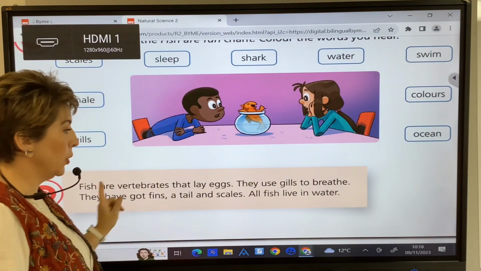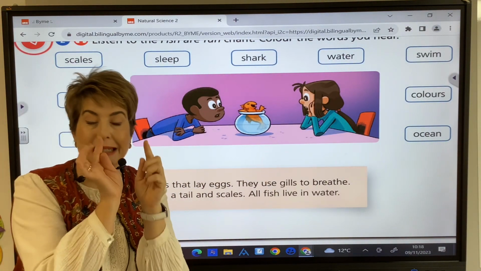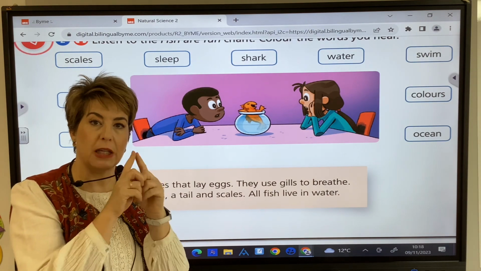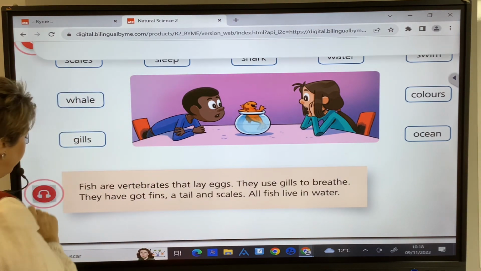Listen to this little reading. That is a little summary of what fish are. Characteristics of fish.